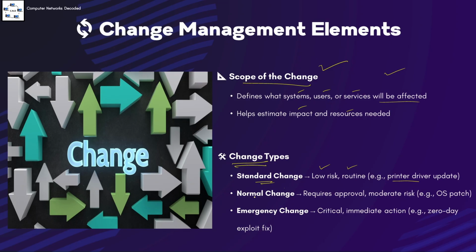Next is the normal change type. This requires approval, and the change may carry a moderate risk, for example, an operating system patch. And the third one is the emergency change, which is critical and requires immediate action, for example, a zero-day exploit fix.